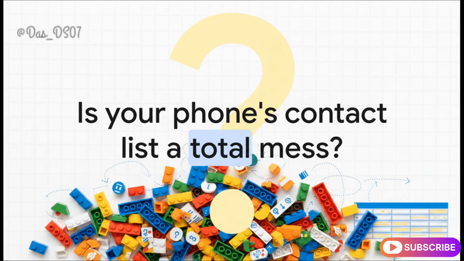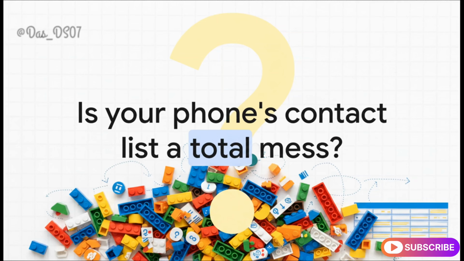I want you to be honest for a second. Pull out your phone and look at your contacts. Is it a total disaster? I bet it is. You got some entries with just a first name, some with a weird company name you don't remember, others are just a random number. It's like a messy pile of Lego bricks just dumped on the floor.